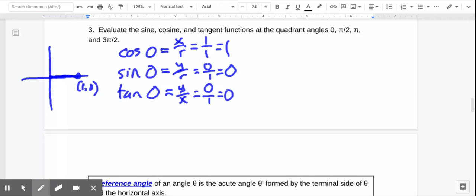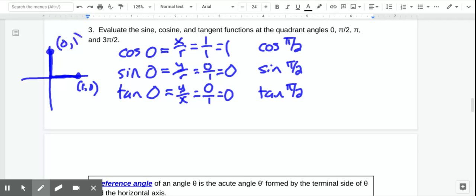Okay, so now let's go to pi over 2. We want to find the cosine of pi over 2, the sine of pi over 2, and the tangent of pi over 2. Again, pi over 2 is way up here, so it's really hard to draw a triangle, so we'll just pick a real simple point there. We'll do 0, 1.